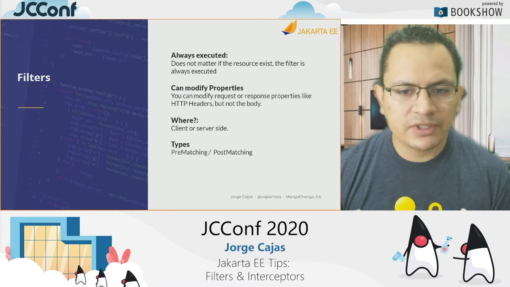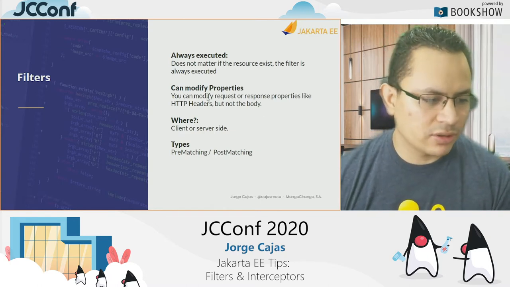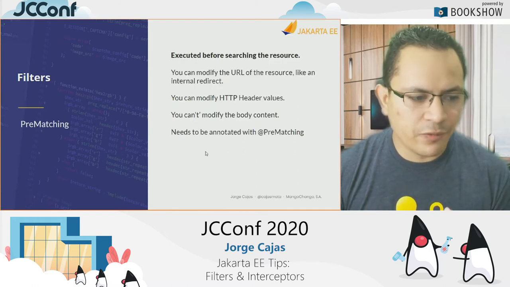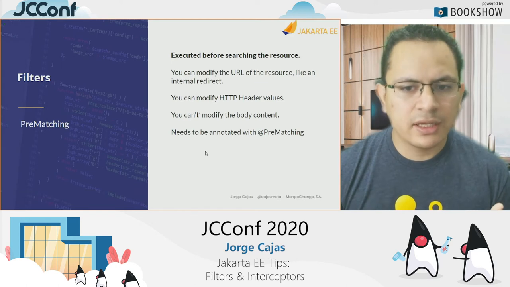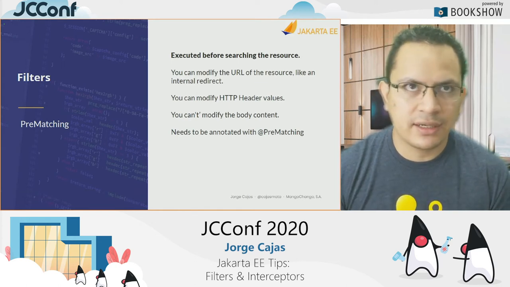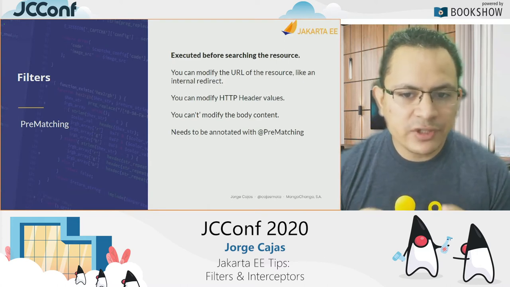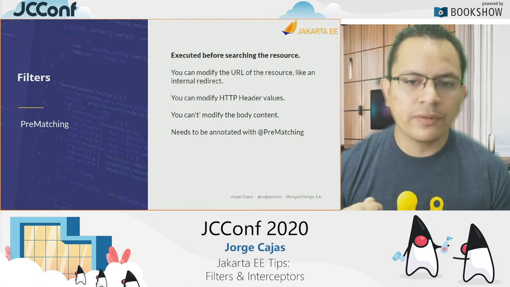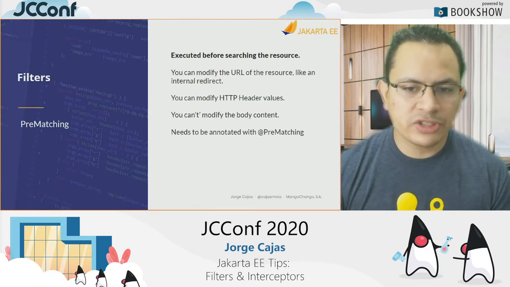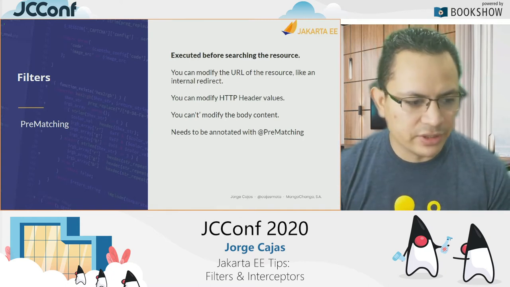And there are two types of filters, pre-matching and post-matching. Let's continue. The pre-matching filters are executed before searching for the resource. Imagine that you are going to hit an endpoint that is /users, and you have a pre-matching filter. This filter is going to be executed before the container or the server searches for this resource. So it doesn't matter if /users exists or not, this filter is going to be executed.